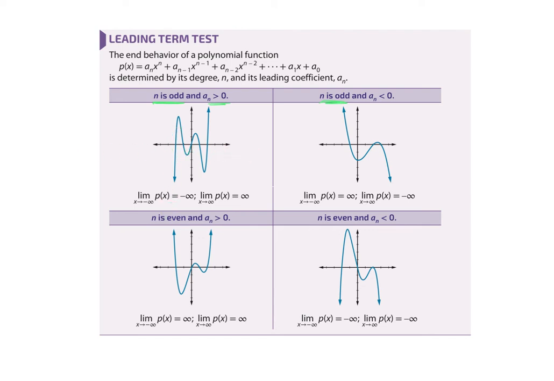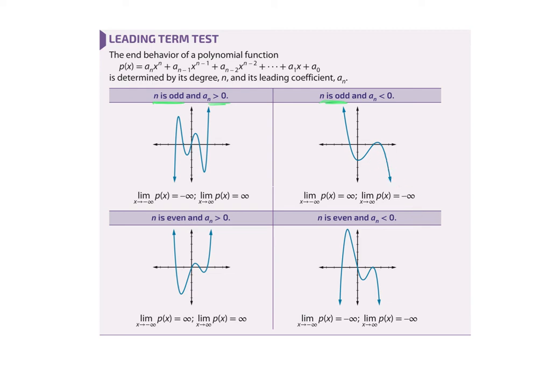As I'm moving this direction, my y is going up. That is if your degree is odd and your leading coefficient is positive, okay? If your degree is odd and your leading coefficient is negative, it'll still be opposite, but it'll actually be the opposite of what you would think. As x moves towards negative infinity, y is going consistently to positive. As x is going to positive infinity, y is going to negative.